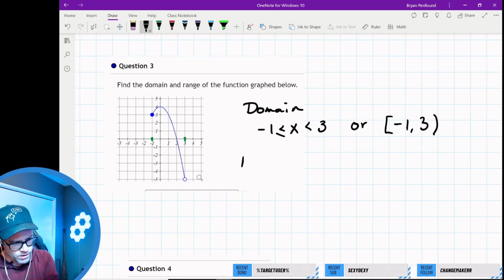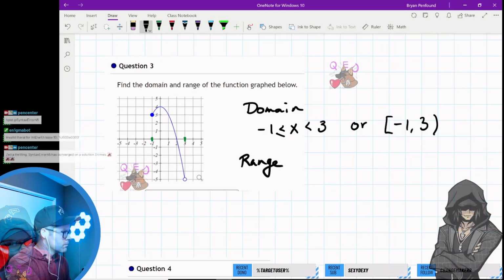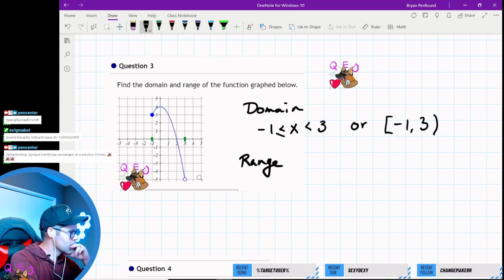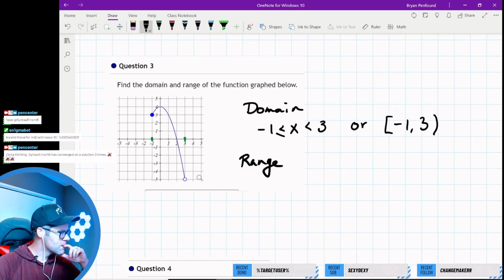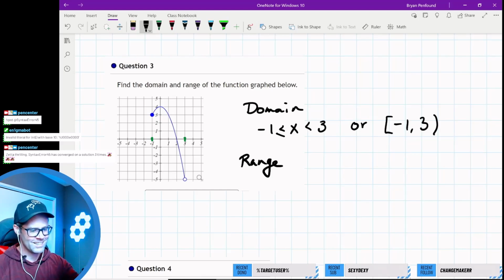What's the range here? Uh-oh, what the heck? Invalid literal for int with Enigma, what? I think I broke Enigma bot. Uh-oh.